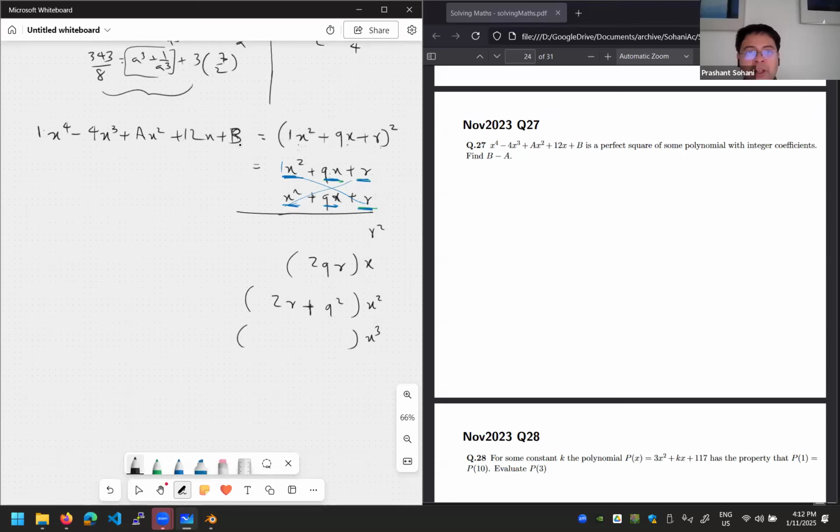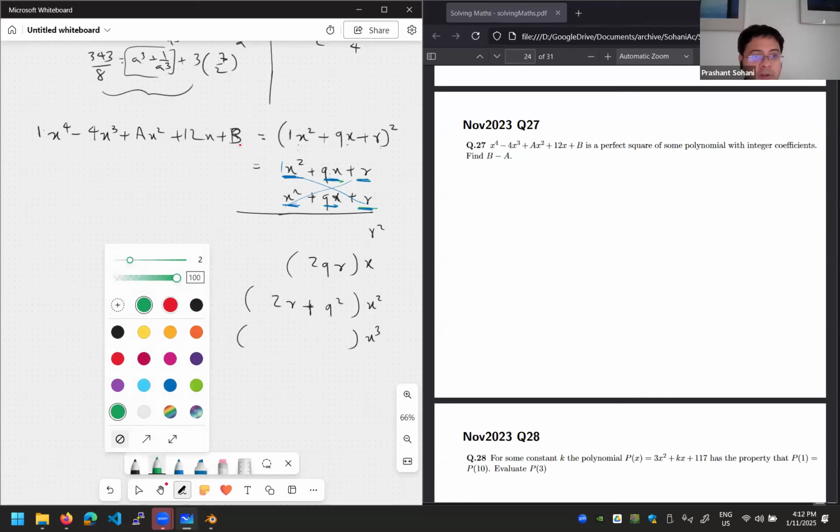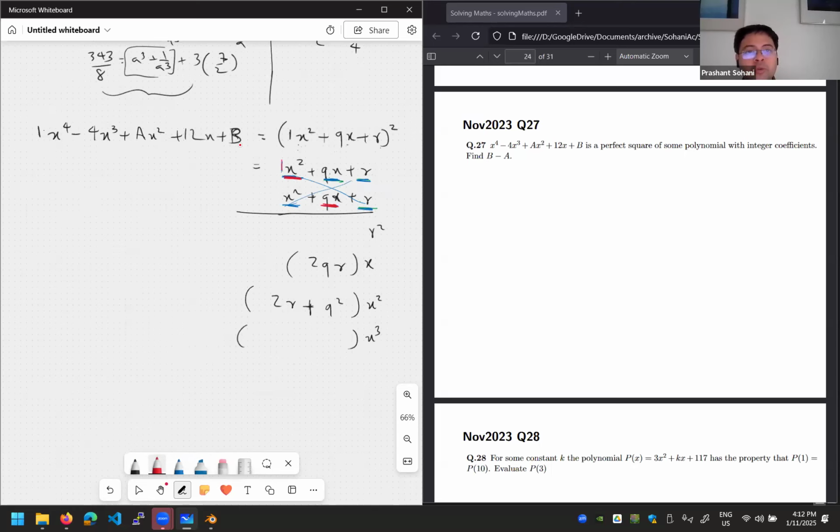x cube can be obtained by x square into x. Again, to be clear, let me use a different color. Here, 1 into q or 1 into q. Both of them give you x cube, so I'm going to get 2q. And finally, x raised to 4, the only way is x square into x square, so you get 1. Therefore, the sum of all of this is my RHS, and that has to be equal to my LHS.